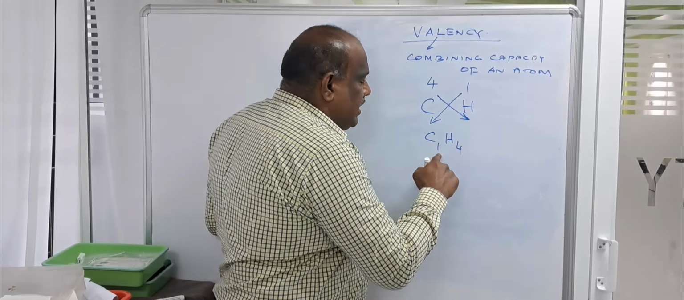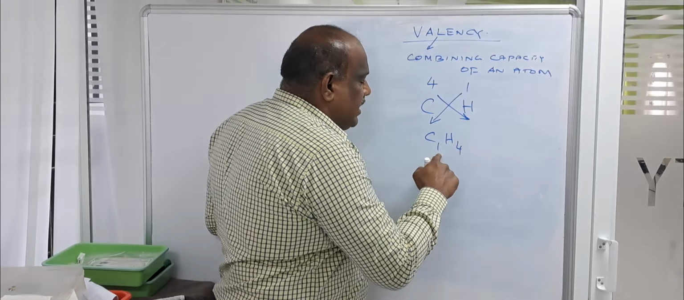Let us come to the third orbit. The third orbit is the M orbit: K, L, M, N, like that. For the M orbit, what is the value of n? n equals 3, very good. So it becomes 2 into 3 squared. 3 squared is 9, so 2 into 9 equals 18. So the M orbit can have 18 electrons. The fourth orbit is called capital N, where n equals 4. So 2 into 4 squared, which is 2 into 16, so you can have a maximum of 32 electrons in the fourth orbit.